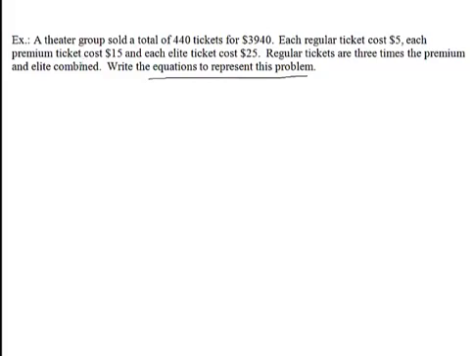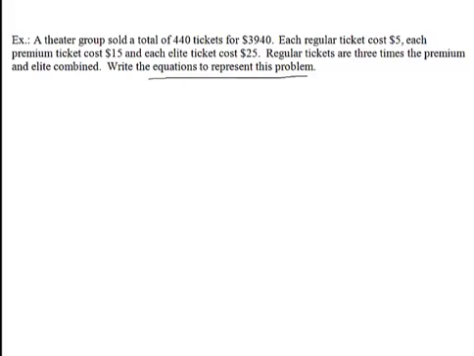It says a theater group sold a total of 440 tickets for a total of $3,940. Notice right there they're talking about the number of tickets total and how much money total. Each regular ticket costs $5, each premium ticket costs $15, and then each elite ticket costs $25. Okay, so that one's just talking about money, money, money everywhere. And then regular tickets are 3 times the premium and the elite combined.